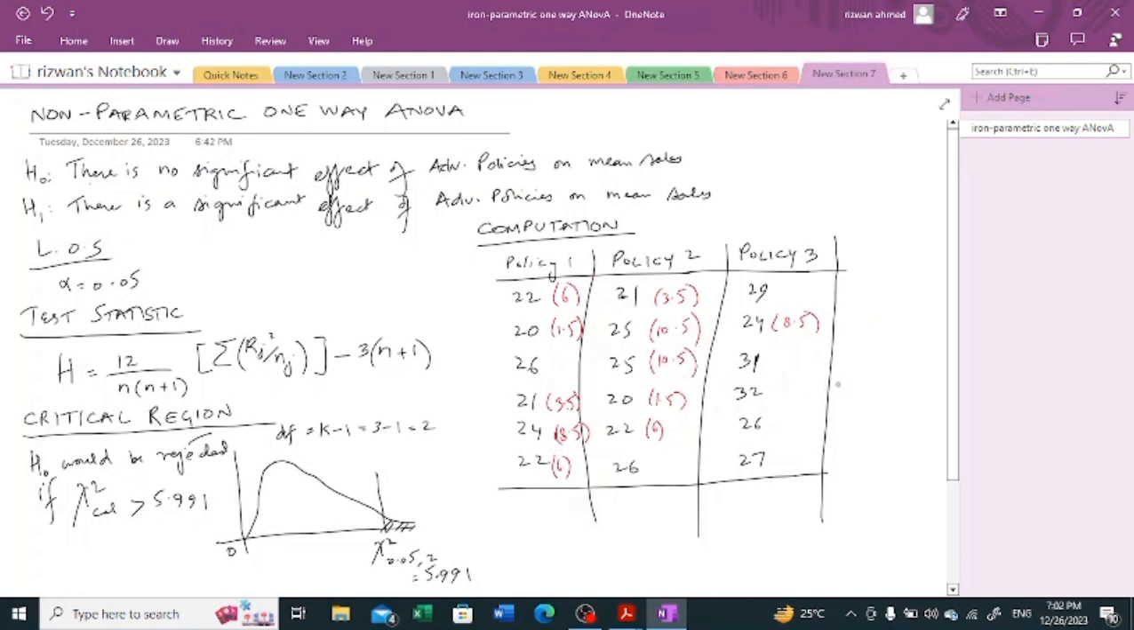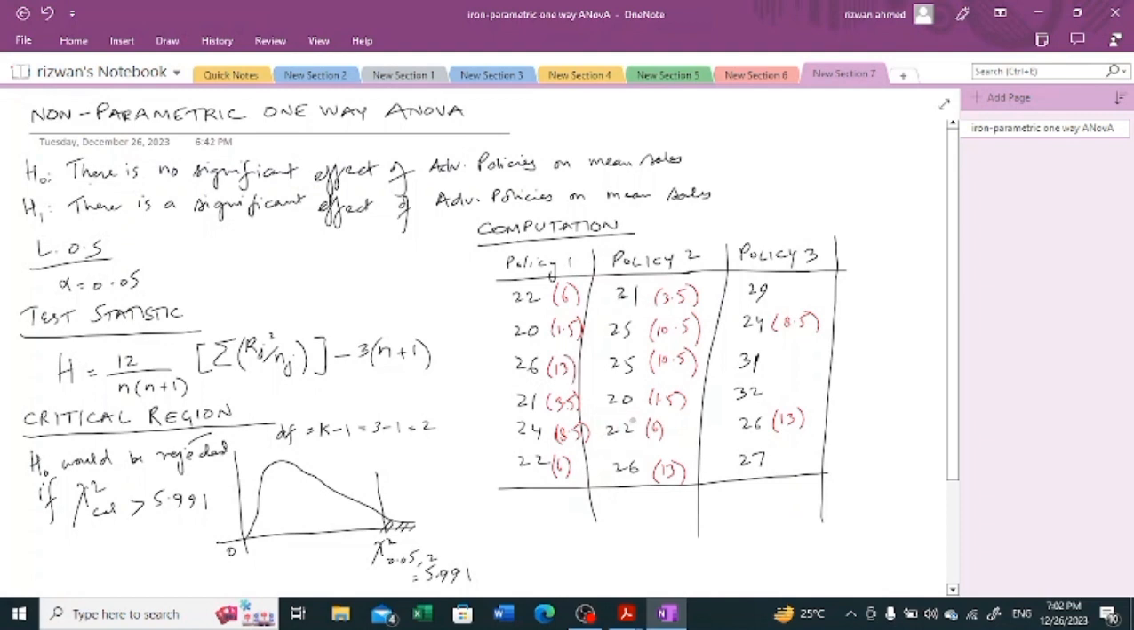Then the next higher rank would be 12. Now 12 we assign to the next higher value, and the next higher value is 26. And how many times is 26 repeated? 3 times. So the next higher ranks are 12, 13, and 14. The average of 12, 13, and 14 is 13. So 13, 13, and 13.